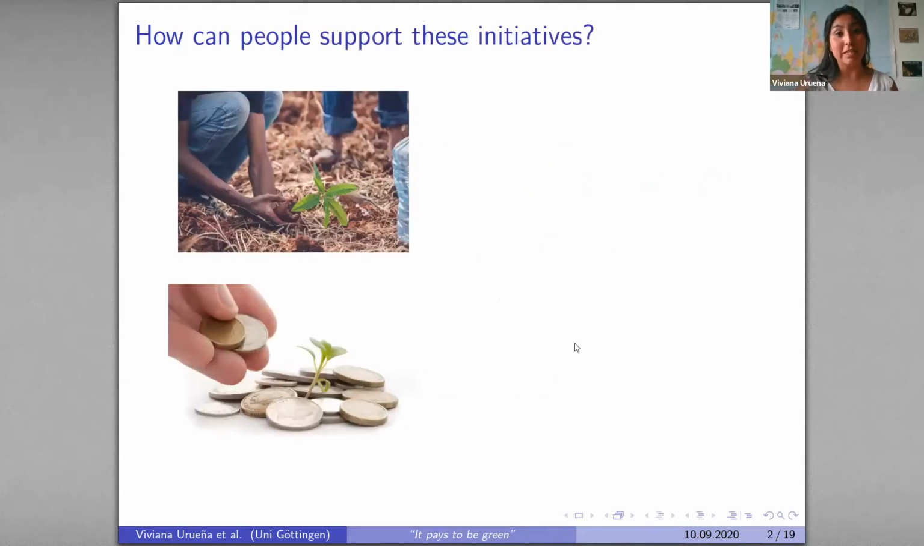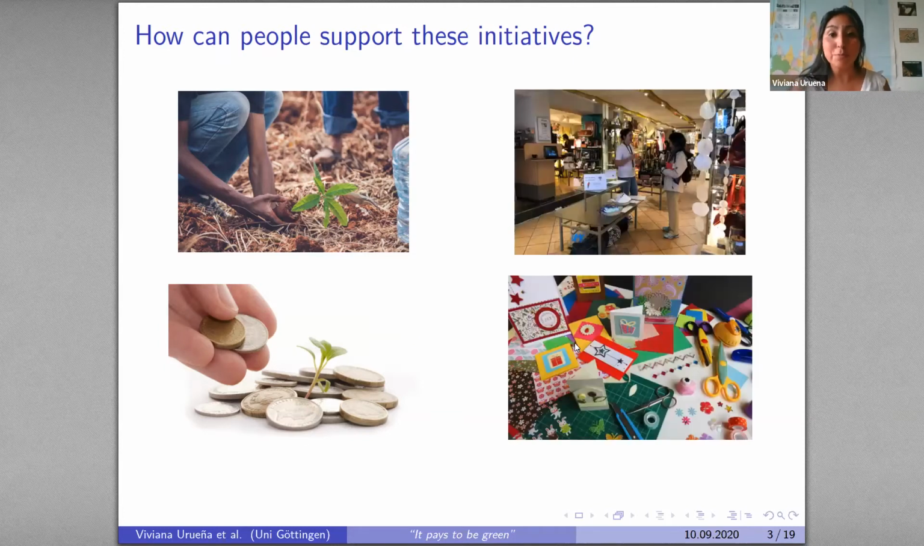But then the question is, how can people support these initiatives? So 2 quick ideas that are also related to the talk of Johannes is, well, people can go and plant trees themselves, but they can also donate to an organization that focuses on forest restoration and reforestation activities. However, we will be most focused on those people that actually donate their work, either by volunteering or by making crafts, in order to convince others to support these initiatives.